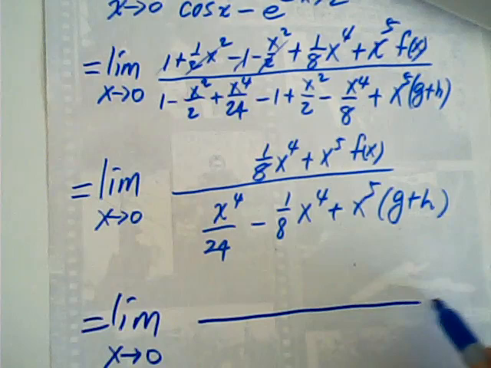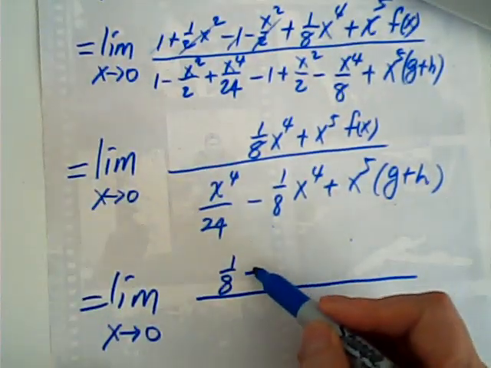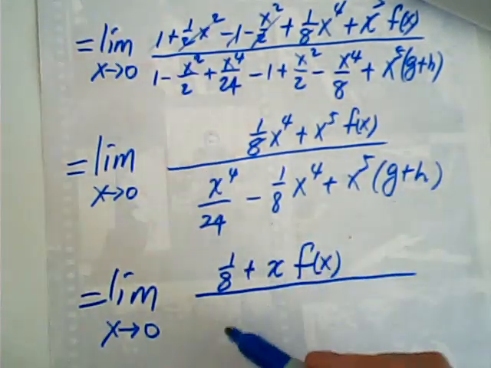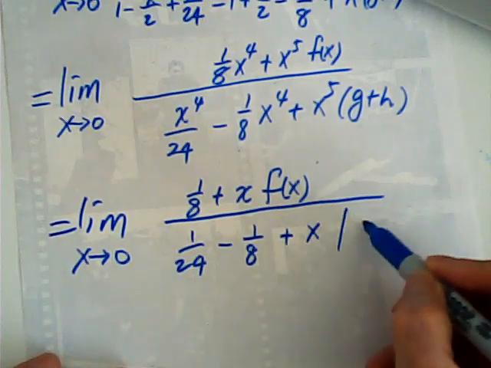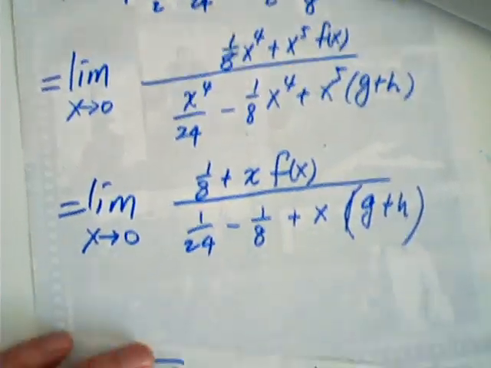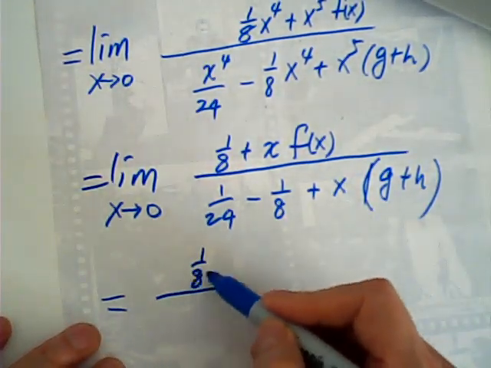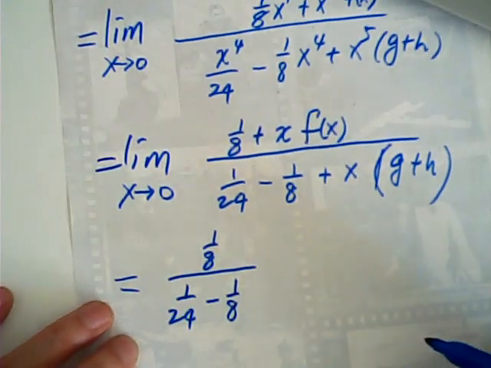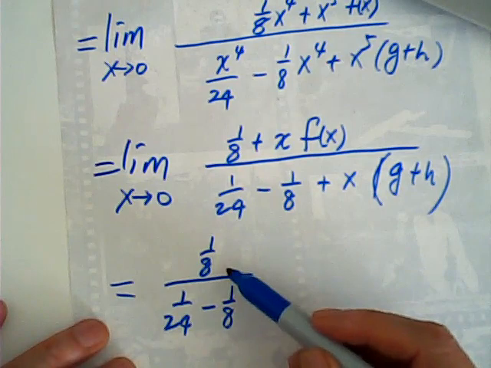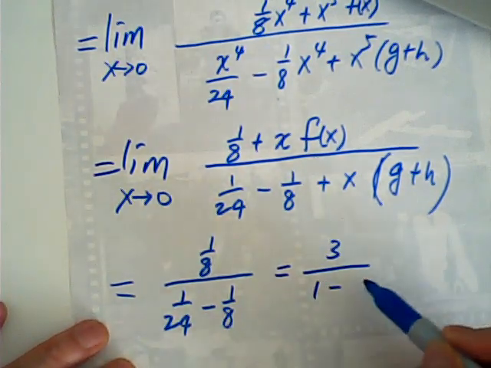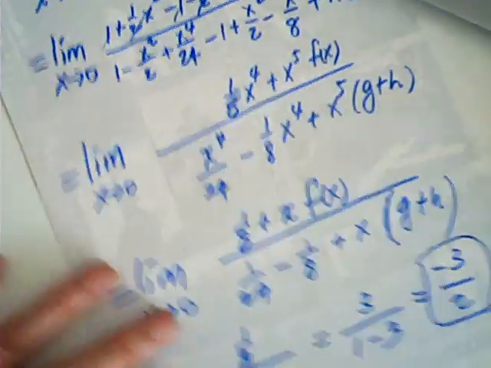See, this is the limit. As x goes to 0, this one becomes 1/8, plus x times this one, and this one is 1/24 minus 1/8 plus x times g plus h. Then as x approaches 0, this goes to 0, this goes to 0, and we are left with 1/8 over 1/24 minus 1/8. So we multiply by 24. This is 3, this is 1, this is minus 3. So the result is negative 3/2. So that is our limit.